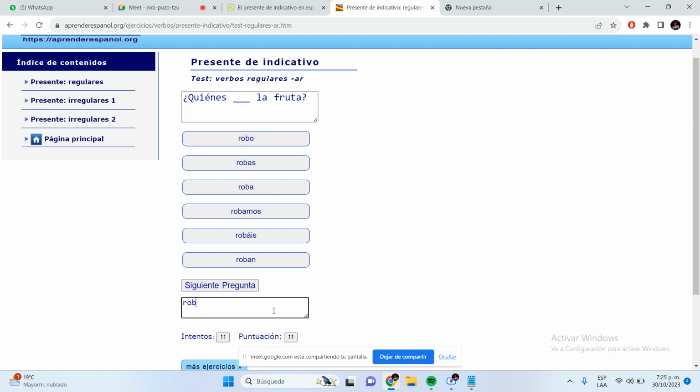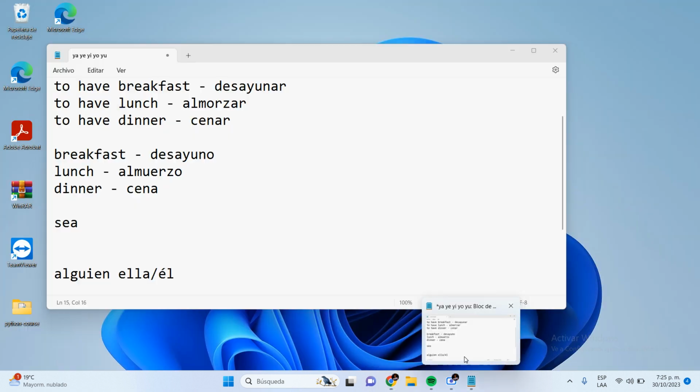Here the verb is robar. Robar. That means to steal. And here I'm asking who steals the fruit. This is like the plural form of the word quién, right?